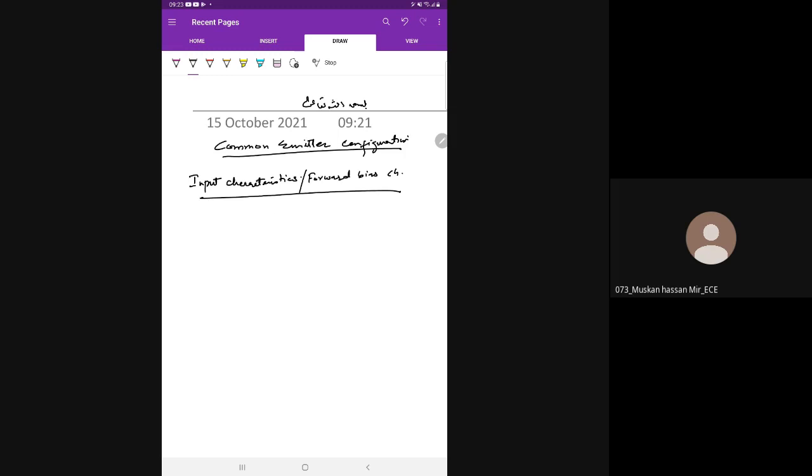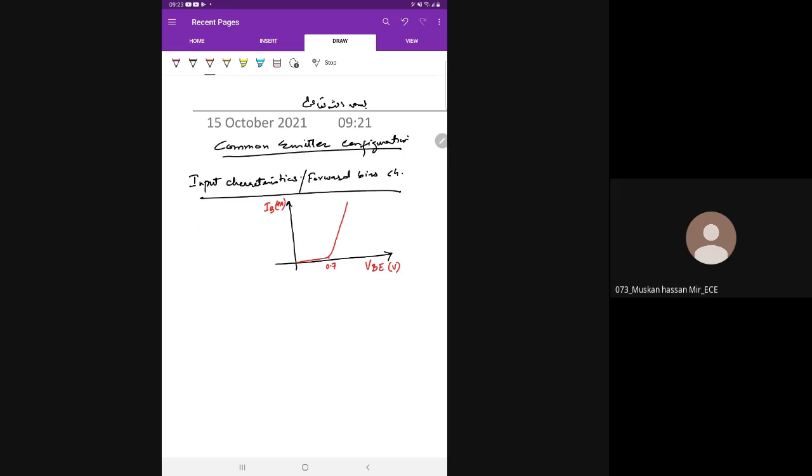And we discussed that the input characteristics of common emitter configuration look like the VI characteristics of a diode. Somewhere near 0.7, the diode junction will turn on and the current will increase abruptly. This plot, forward characteristics, is between input voltage VBE, in volts, and input current IB, in microamperes.